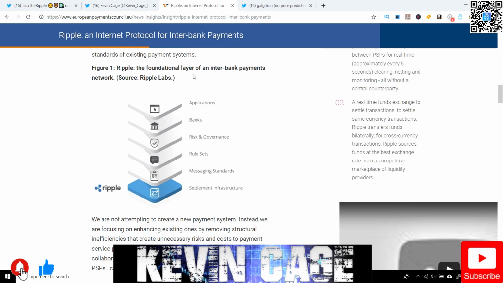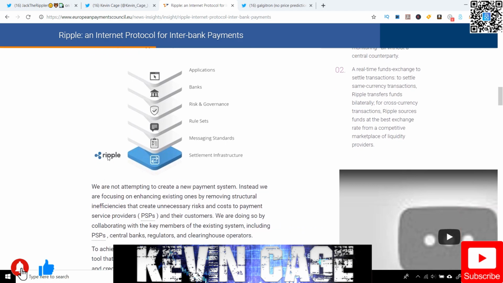So as you can see here, the foundational layer of an interbank payments network. And this is the entire network as we see it today. And Ripple wants to place themselves here at the settlement, where it matters most. Most consumers think that everything's settled instantaneously, but really there's credits and debits that have not been settled. So of course we see the application layer. Underneath there we have banks. Then there's all kinds of risk and governance that's accompanied by that. Rule sets, messaging standards like Swift, and then settlement infrastructure. And that is Ripple. And so this is the target. This is where we really want to go.